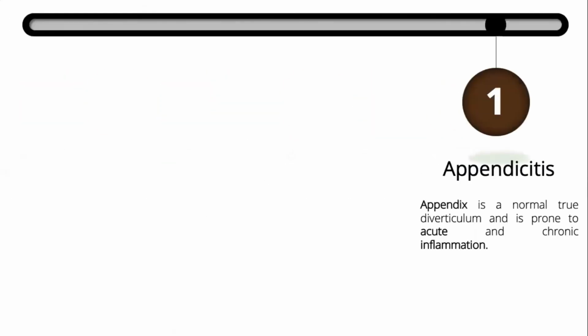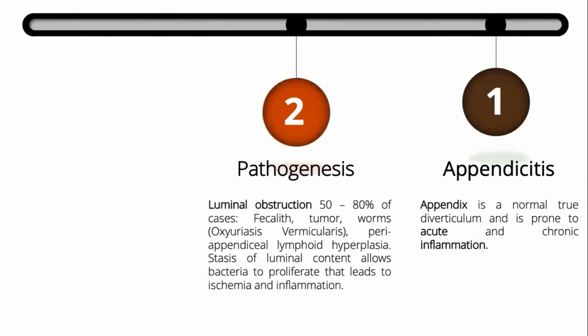Appendix is a normal true diverticulum and is prone to acute and chronic inflammation. The pathogenesis is mostly luminal obstruction in 50 to 80% of cases, and this may be due to fecolith, tumors, worms, pre-appendiceal lymphoid hyperplasia. Stasis of the luminal content allows bacteria to proliferate that leads to ischemia and inflammation.